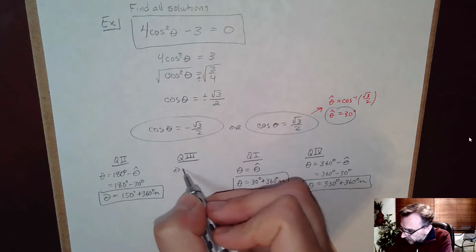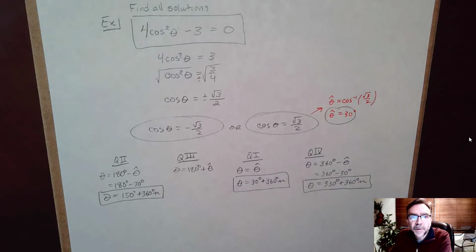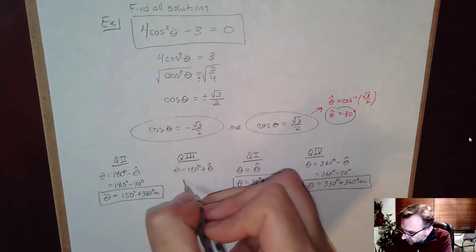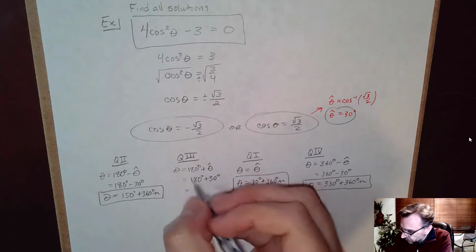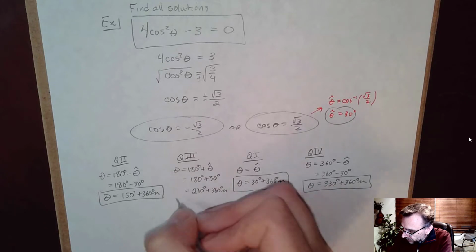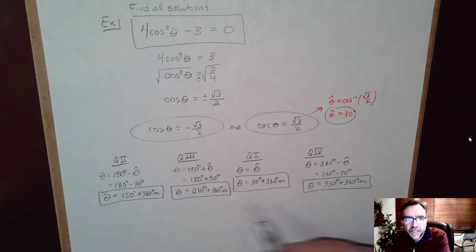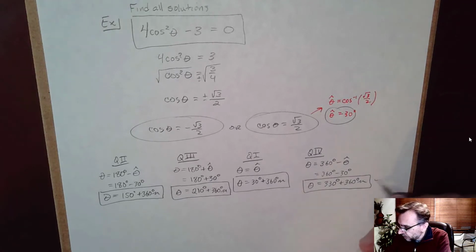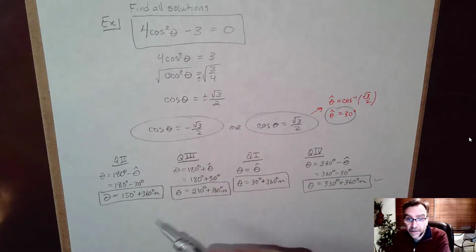Q3, theta equals 180 degrees plus the reference angle. Okay? In this case, 30 degrees. And so that gives us, what, 210? Plus 360 degrees n, and this has sort of a solution in each quadrant, right? And you can plug all these in, 30 degrees, 150, 210, whatever, into the original and see that you do get 0, all right?